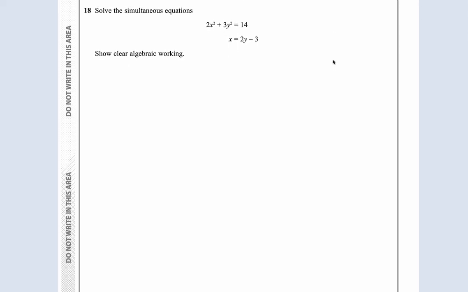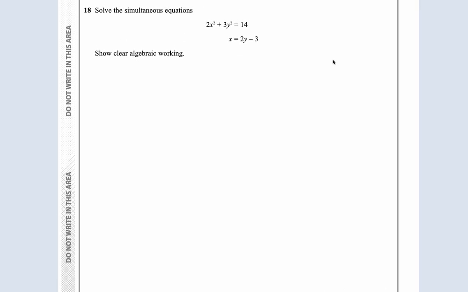Question 18. Solve the simultaneous equations. Show clear algebraic working. Right, these guys are always a struggle. It's 5 marks just for this one question. It's not easy. So at least they've already put the linear equation in the form where x equals something. So it's already in a nice form. I don't need to rearrange this.